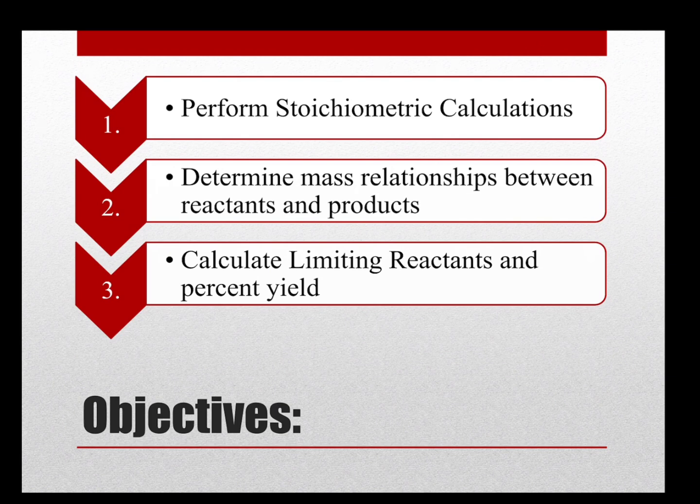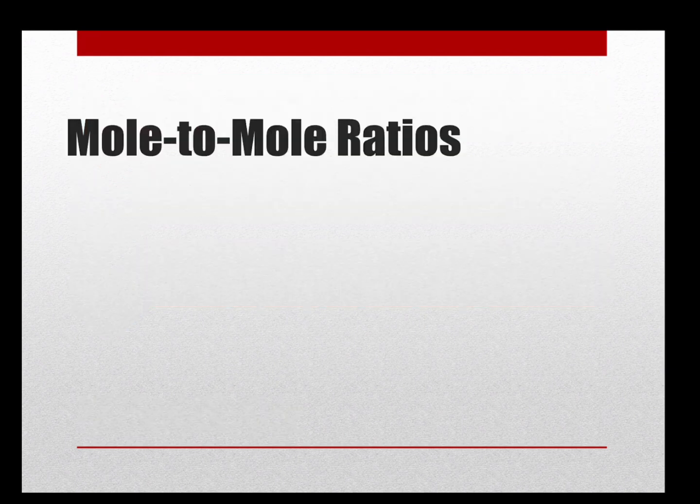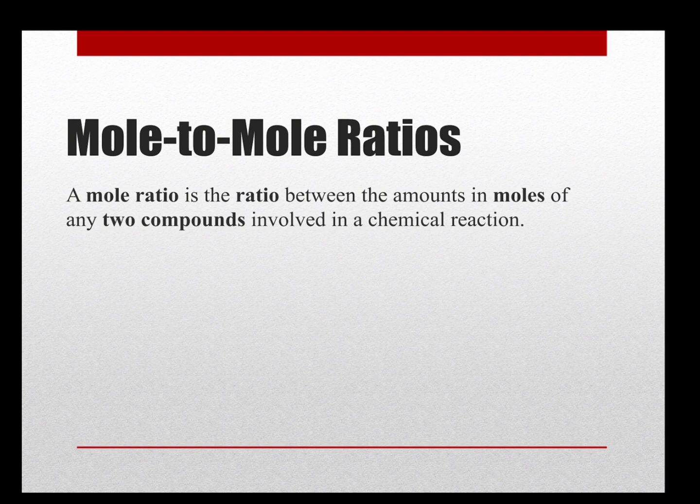So we are going to perform stoichiometric calculations. We can determine mass relationships between the reactants and the products. And then probably next class, I will teach you how to calculate limiting reactants and percent yield. So these are the things that we're covering in this unit. First, we need to talk about mole-to-mole ratios.